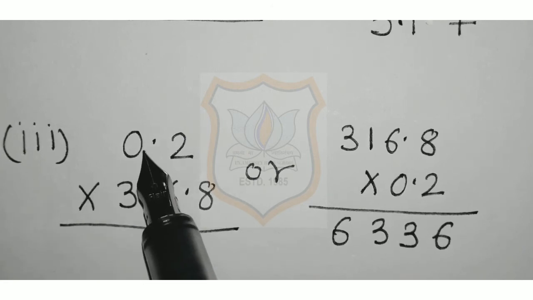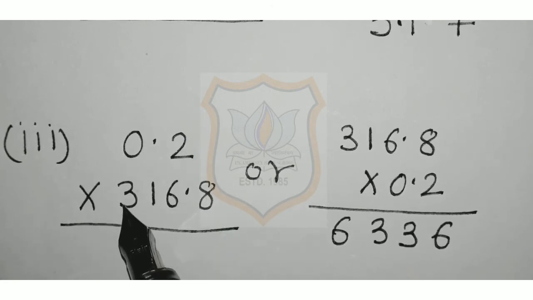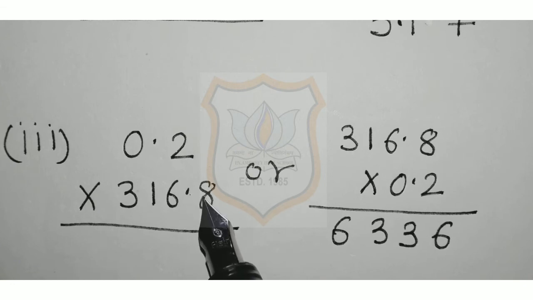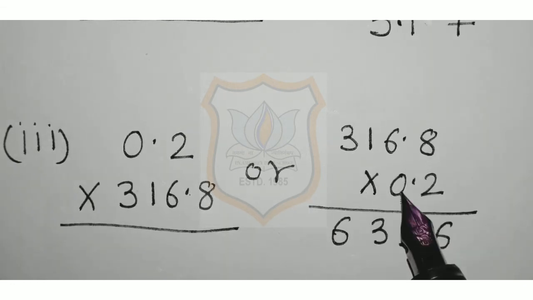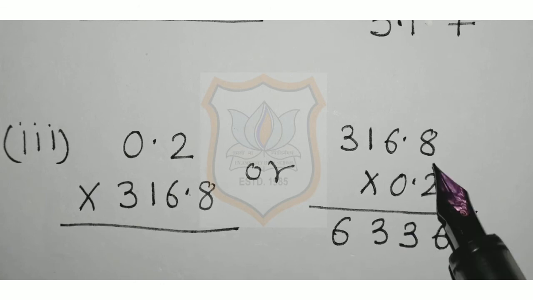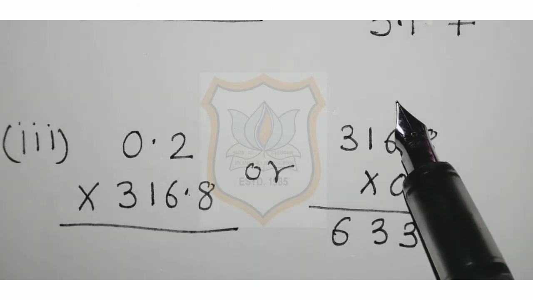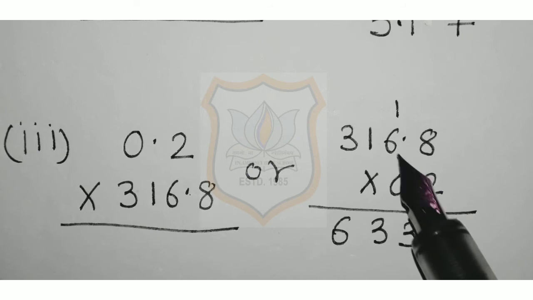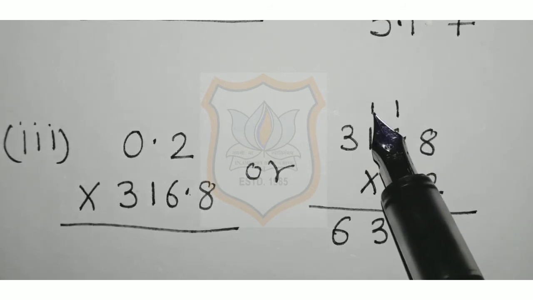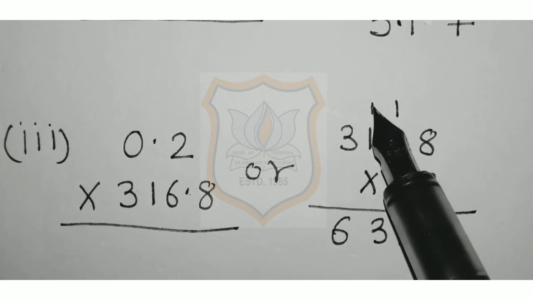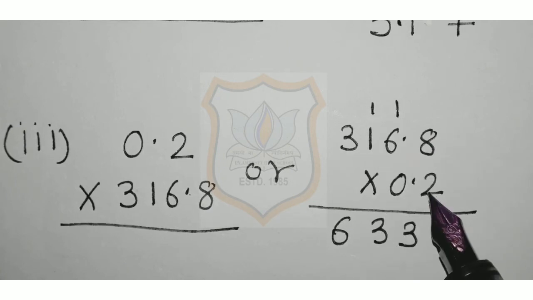Now we will solve the third part of question number 5, that is 0.2 multiplied by 316.8, or we can say 316.8 multiplied by 0.2. 2 8s are 16, 6 carry forward 1. 2 6s are 12, 12 plus 1 is equal to 13, 3 carry forward 1. 2 1s are 2 plus 1 is equal to 3, and 2 3s are 6. Our answer is 6336.